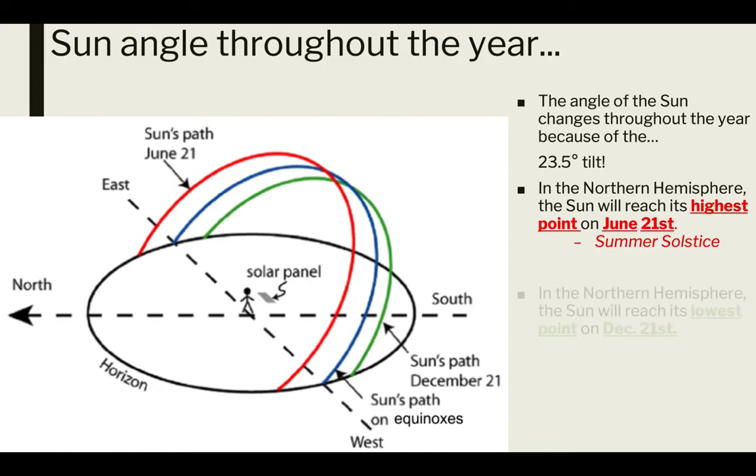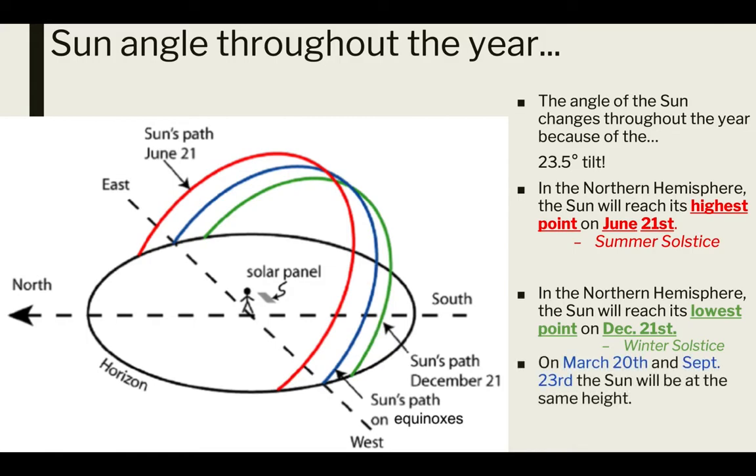And then in the northern hemisphere, the sun reaches its lowest point on December 21st, which is called the winter solstice. Okay, on March 20th or 21st, oh, okay, this is actually more exact. March 20th and December 23rd, the sun will be at the same height. You could even search that.